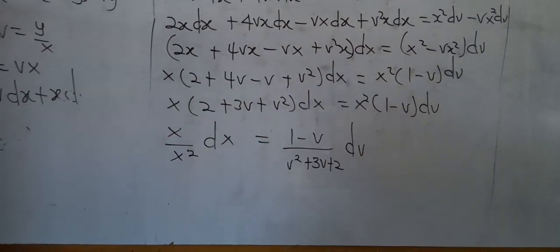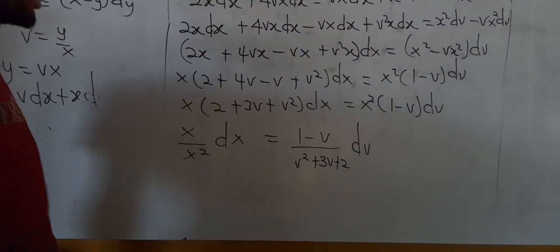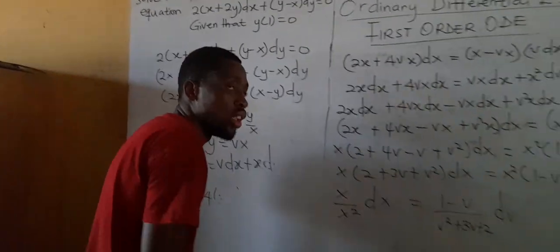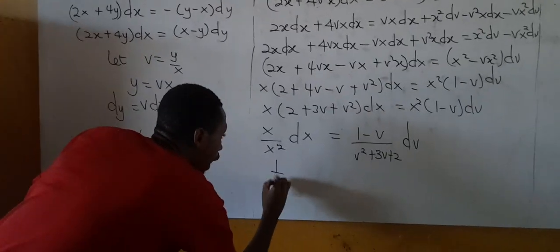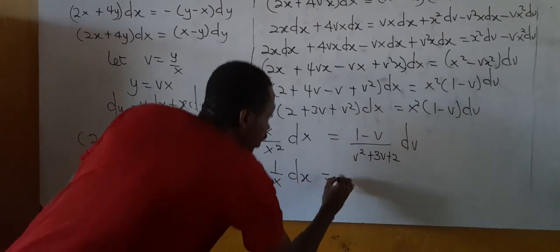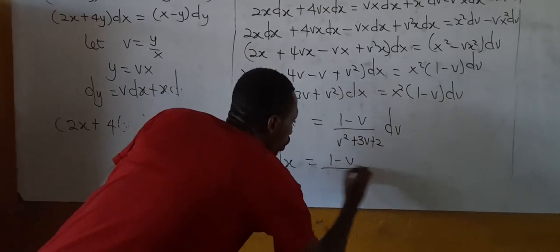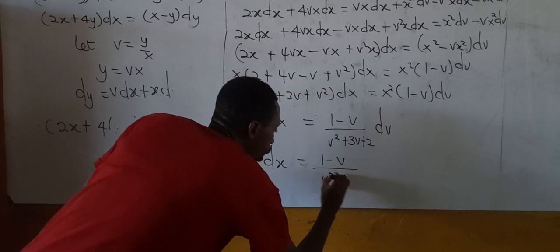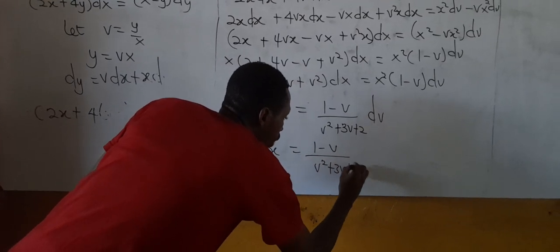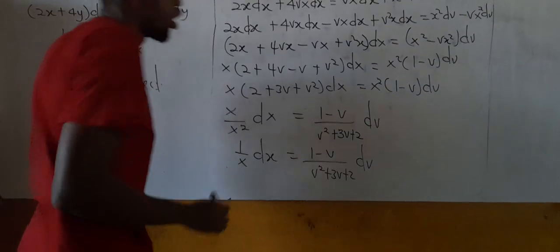So we're able to separate. So this is very magic. After you substitute those things, it will become separable. So let's polish this. You have 1 over X dx is equal to (1 minus V) all over (V squared plus 3V plus 2) dV.